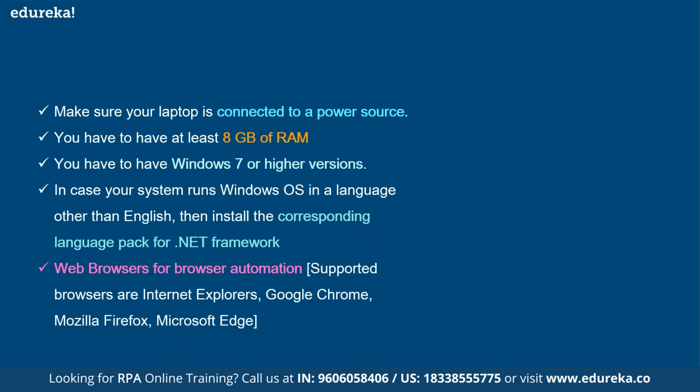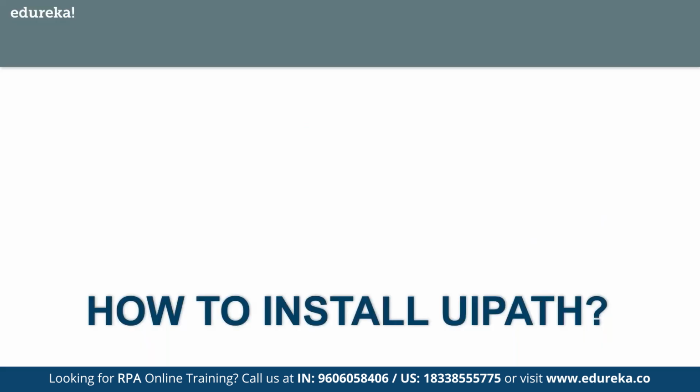If you want to run UiPath in a language other than English, we do have many languages that can work with UiPath, but you have to install the .NET Framework language package. For web browser automation, the supported browsers are Internet Explorer, Google Chrome, Mozilla Firefox, and Microsoft Edge. These are the prerequisites before installing UiPath.